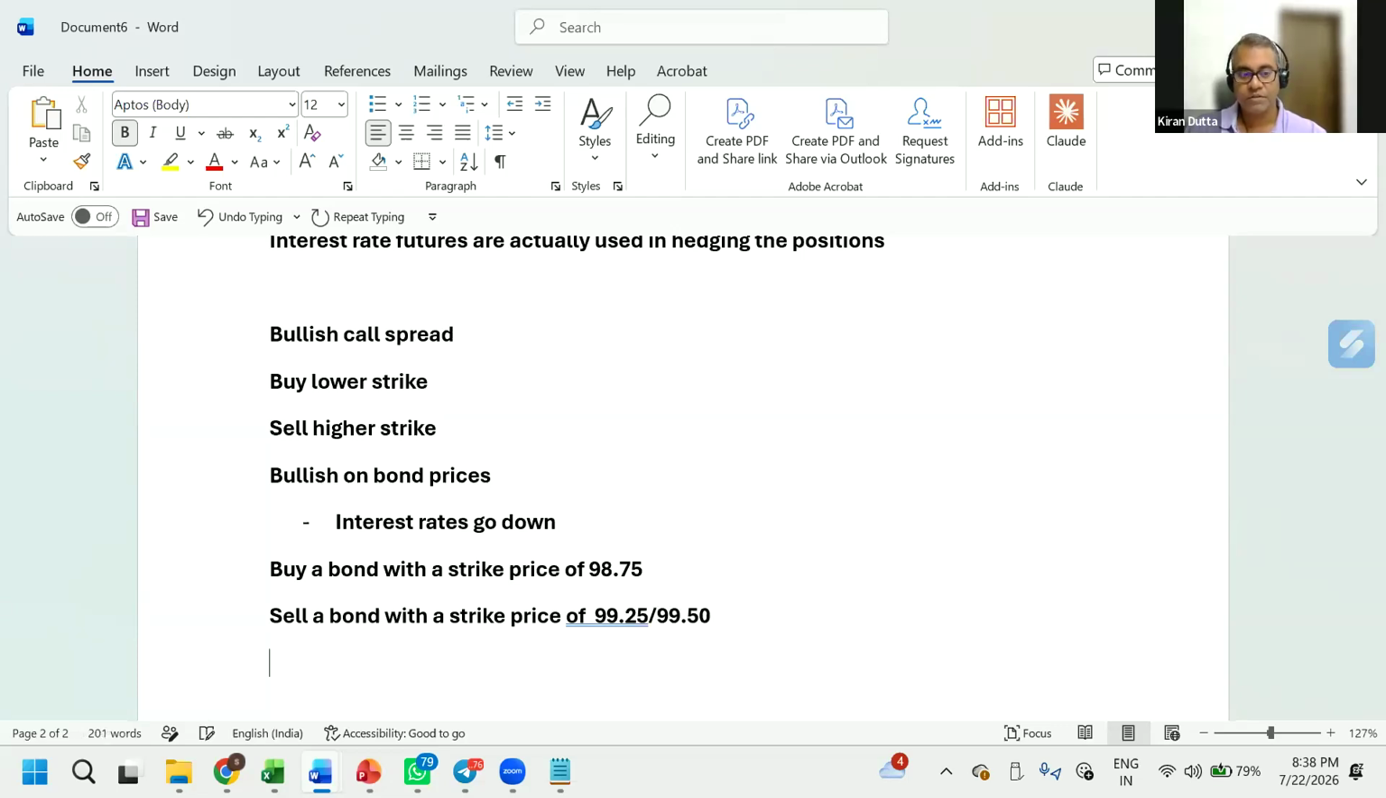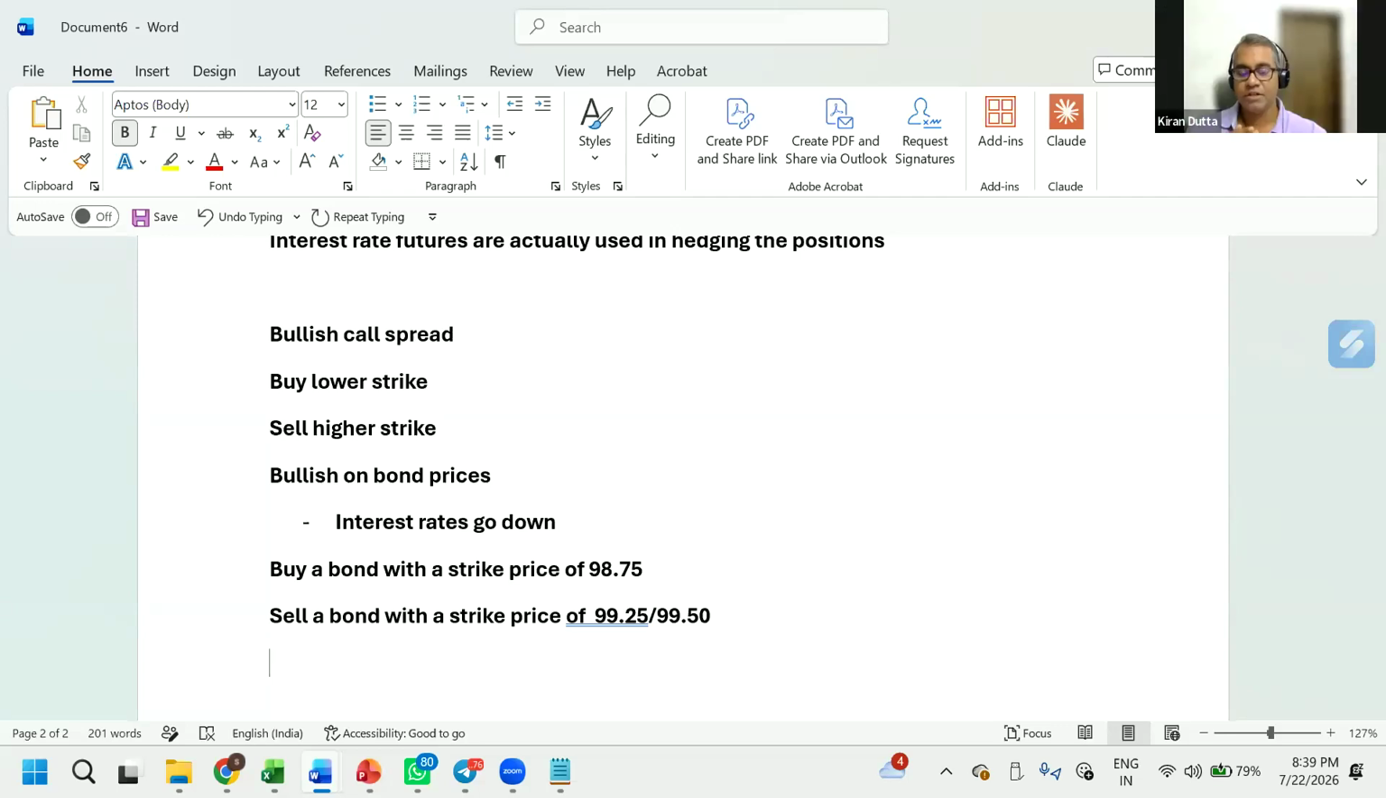Got it, everyone? What I'm doing is buying a bond with a strike price of 98.75. I'm bullish only, but I also wanted to hedge, if something happens. So what I will do, I will actually sell a bond with a higher strike price, which is something like 99.25, 99.50. Clear, everyone? So what is the current price you're assuming, sir?